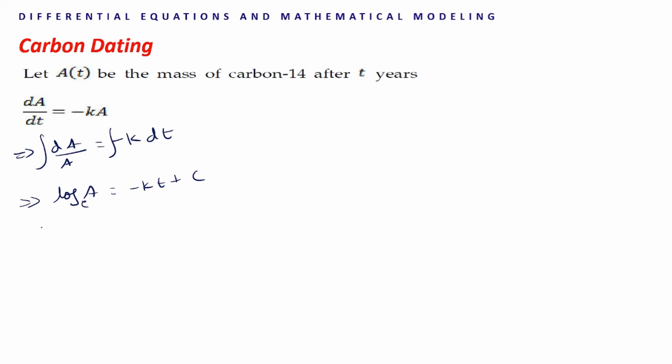Now this is to the base e. So from this we have A is equal to e raised to minus kt plus c, or it is equal to e raised to minus kt into e raised to c. Now this e raised to c, we can write it as a naught. A is equal to a naught into e raised to minus kt, where a naught is the mass of carbon-14 present in living plants and animals. So using this model, we can estimate the age of the remains. We can find t if we know a naught and k.